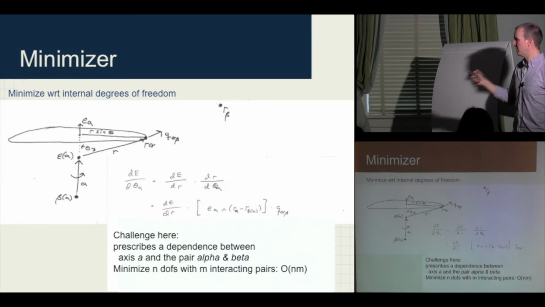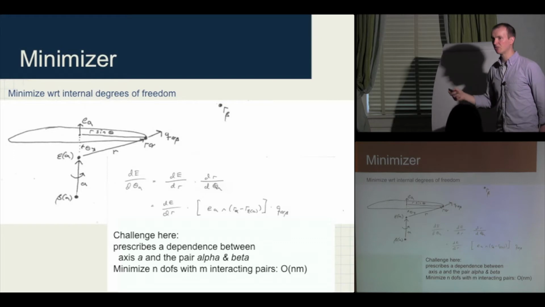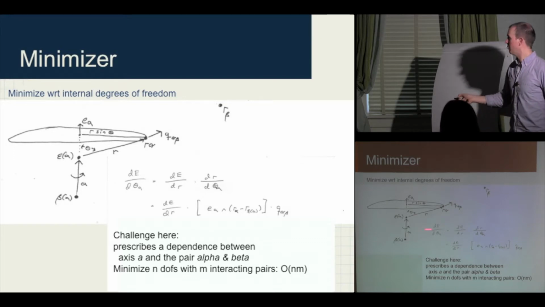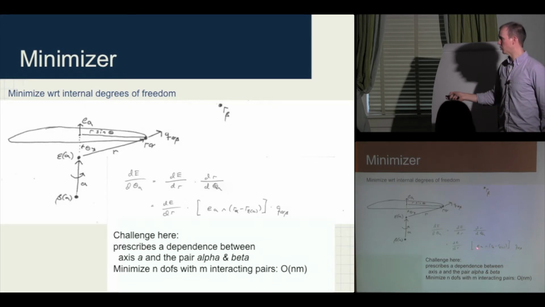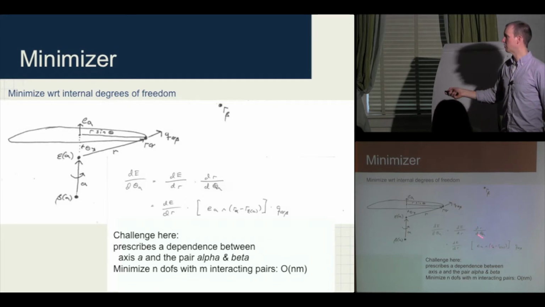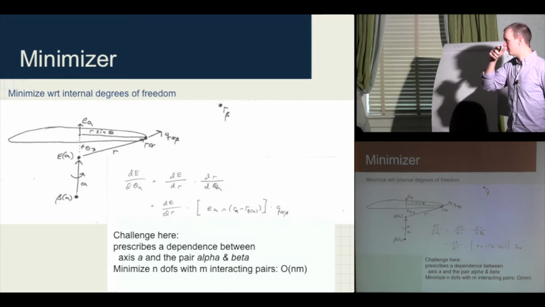Okay, so that looks like this. So we have dE/dr, that we're just going to compute from our energy function, like the Lennard-Jones energy function that's just analytic, and then we're going to multiply it by the term that we had from the previous slide. So we have E sub A and the cross product with the vector from E_A to R alpha. And then we'll multiply that by this vector here, Q alpha beta.